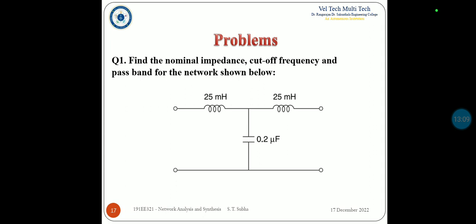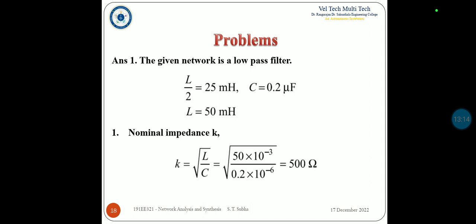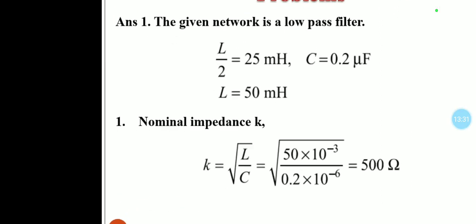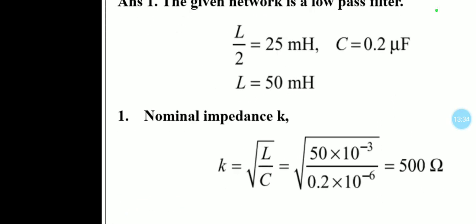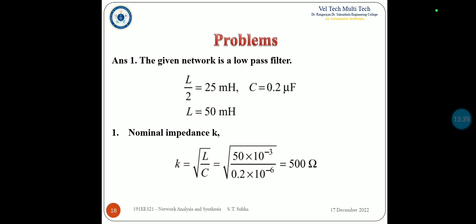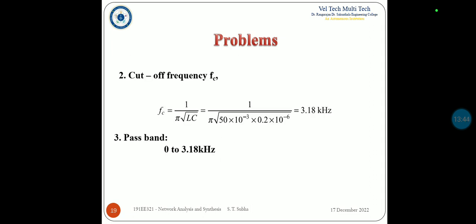Clearly we know this is T section. For T section, the value of inductance will be L by 2. From this, we can obtain the value of L as 50 millihenry, and capacitor value remains as such. C will be equal to 0.2 microfarad. With this, we can find the nominal impedance, cutoff frequency and pass band. Nominal impedance for low pass filter will be k is equal to square root of L by C. Substituting the values of L and C, we can obtain the k value as 500 ohms.